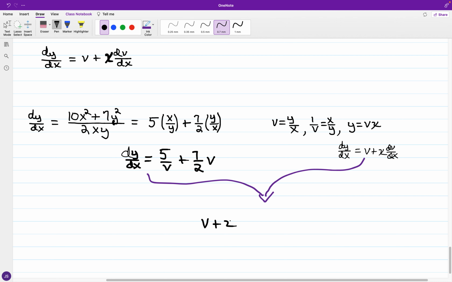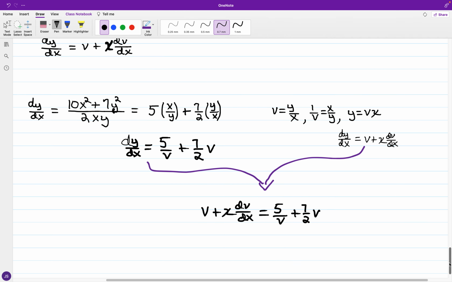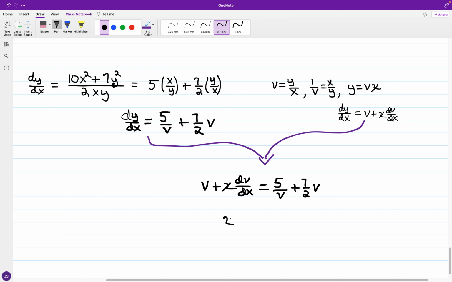So here we can say v plus x dv over dx is equal to 5 over v plus 7 halves of v, and getting the x dv over dx by itself, if I take v away from both sides, right now we're going to have 5 over v, and 7 halves of v minus 1v, that'd be like 7 halves of v minus 2 halves of v, so that is going to be 5 halves of v.